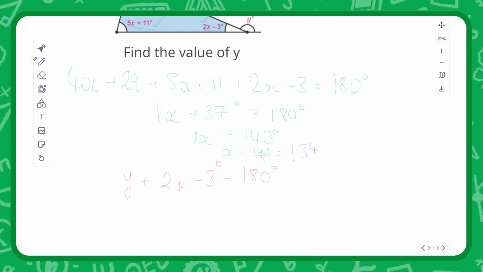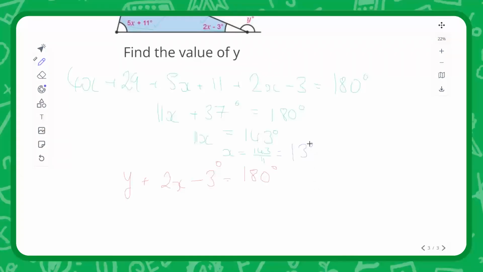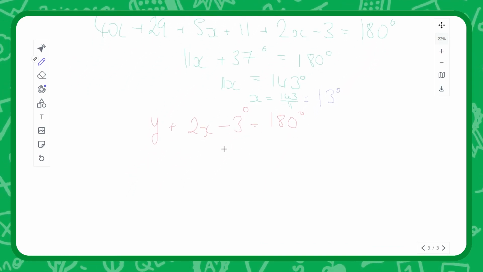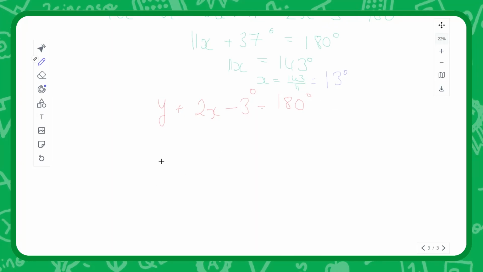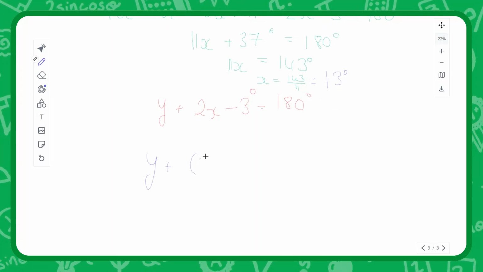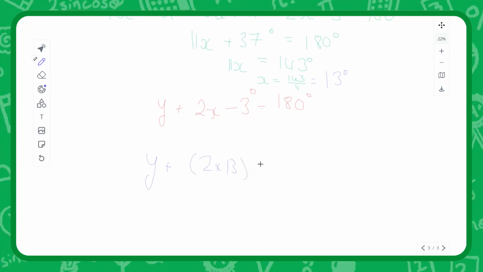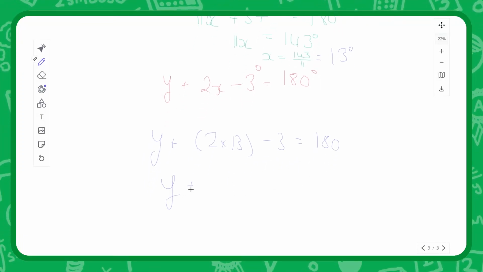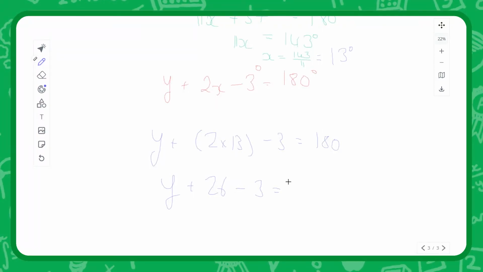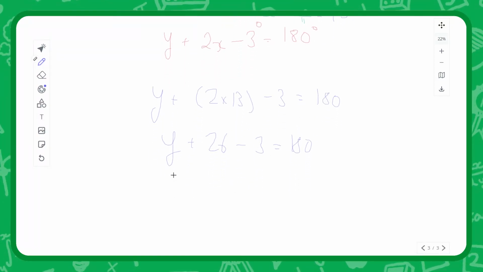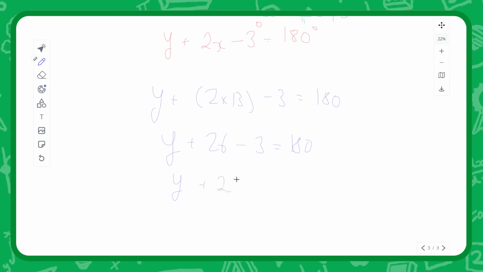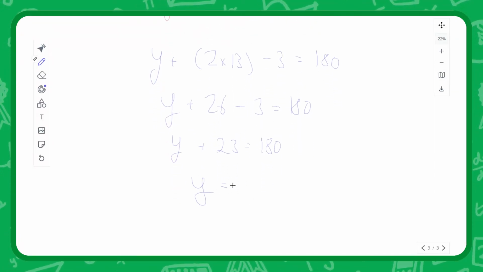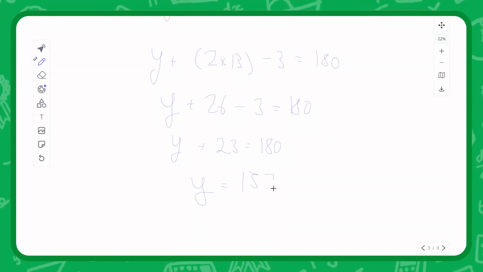Okay? And then from here, it's a case of substituting into this lower value here. And we'll check our value of x in just a moment and see if it checks out. But x actually equals 13 degrees. We've got y plus 2 times 13 minus 3 equals 180. So that means we've got y plus 26 minus 3 equals 180. So y plus 23 equals 180. Subtract from both sides. So we get that y is equal to 157 degrees.